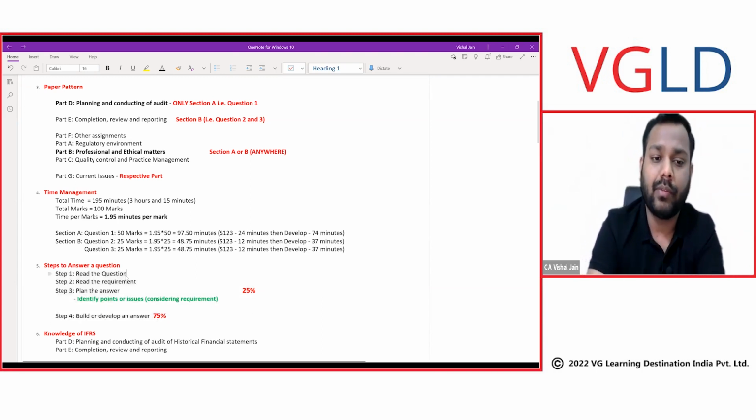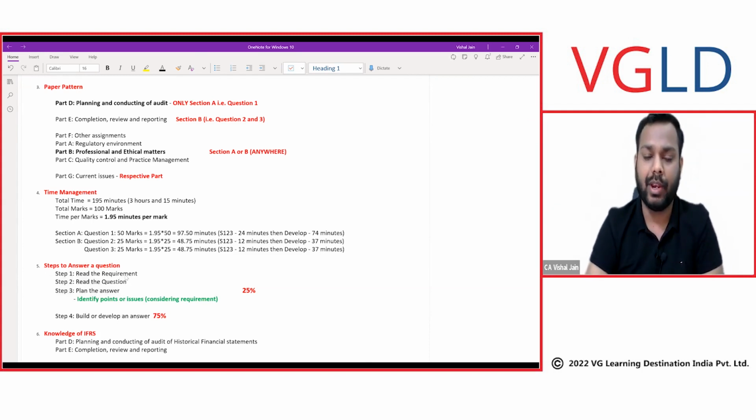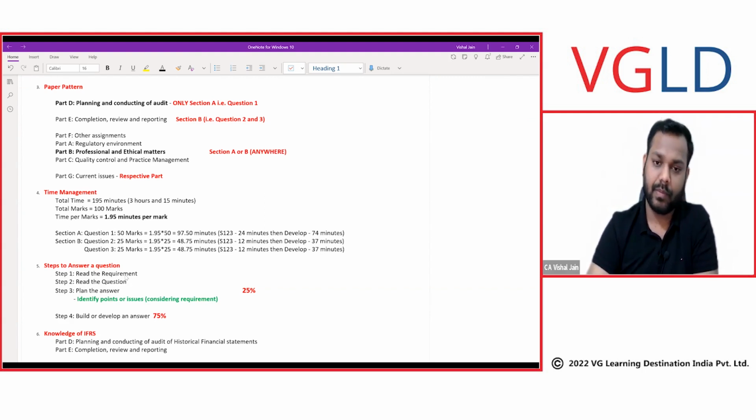Here, you have to read the requirement first, then you have to read the question. Can anyone tell me why? You have to first read the requirement and then read the question. Can anyone tell me why? Anyone, please come on.